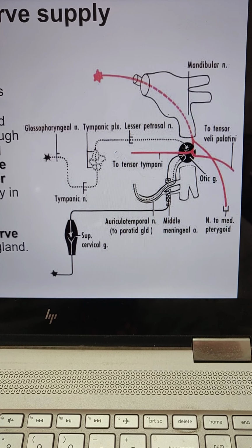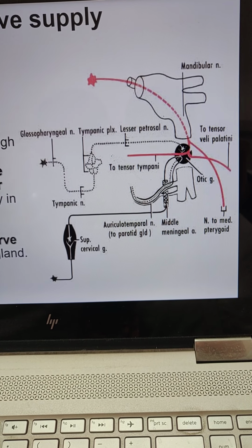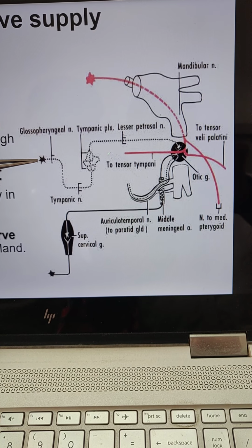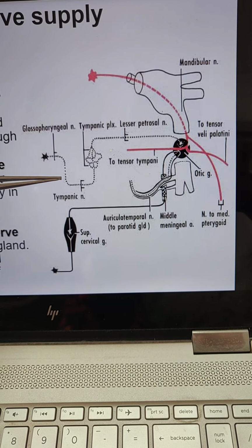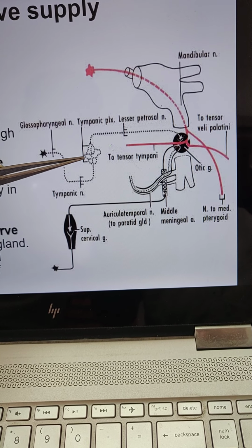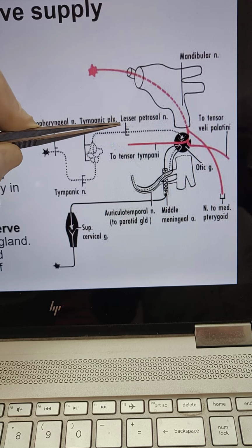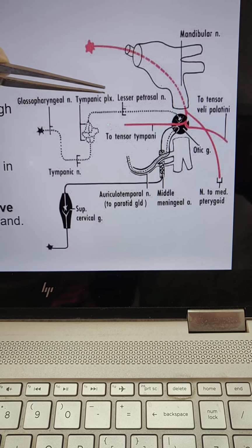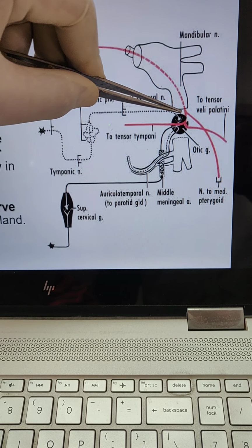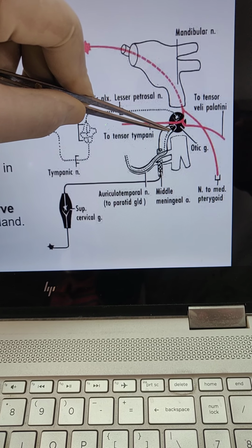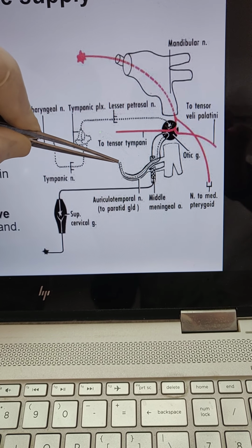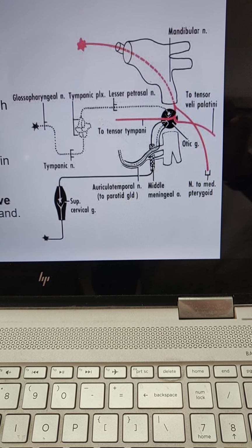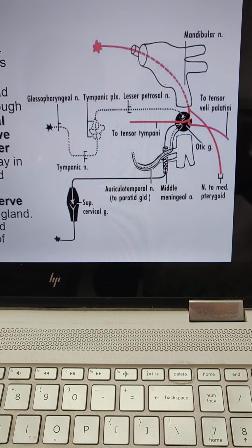Now the supply of the parotid gland by the parasympathetic and sympathetic. Parasympathetic fibers come along with the glossopharyngeal nerve. It gives the tympanic branch, and it makes the tympanic plexus. Then it gives the lesser petrosal nerve, and the fibers along the lesser petrosal nerve relay inside the otic ganglion. The postganglionic fibers go through the auriculotemporal nerve, which is secretomotor, and supply the parotid gland. So it is secretomotor in nature.